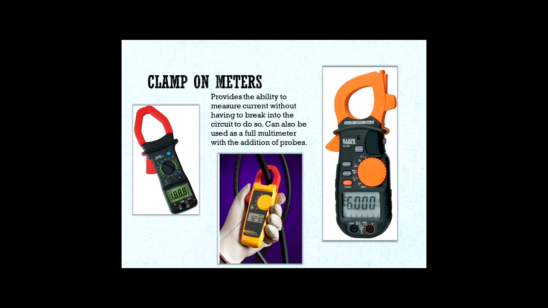All right, so clamp-on meters. A clamp-on meter provides the ability to measure the current without having to break into the circuit to do so. So that means you don't have to put that amp meter in series with the circuit. You clamp onto the wire. How does a clamp meter work? You have a wire here, and there's a current flowing through this wire.